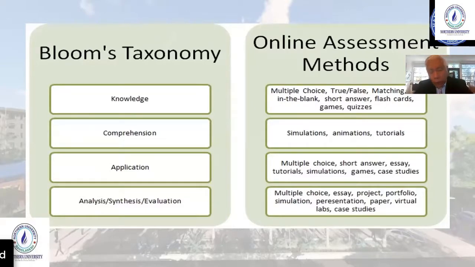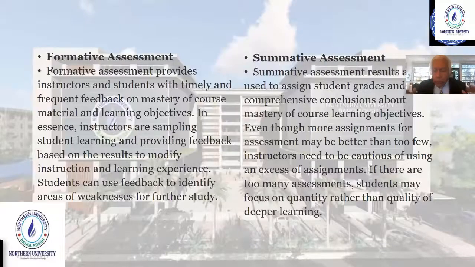Are all the other prior steps important? Yes. Okay. So it all has to be controlled. There are 2 major types of assessment. We call them formative assessment and summative assessment. Formative assessment provides the students and instructors with timely and frequent feedback on mastery of course material and learning objectives. In essence, instructors are sampling student learning and providing feedback based on the result to modify instruction and learning experience. Students can use feedback to identify areas of weakness for further study.